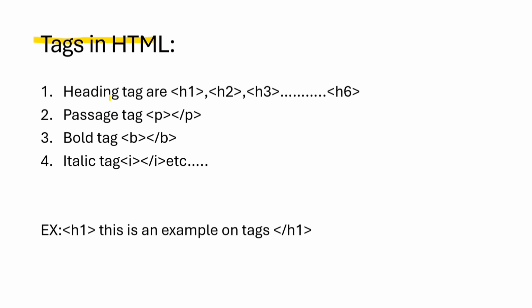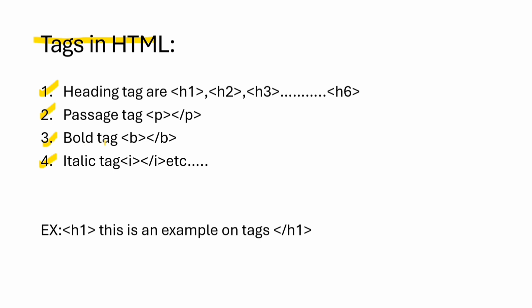So we had basic tags: heading tag, passage tag, bold tag, and italic tag. Heading tag, we had 6 heading tags from H1, H2, H3, H4, H5, and H6. These are the heading tags we're going to write in our body tag to display in a web browser. And the passage tag, by using this P opening tag and closing tag, in between the open and closing tag, we can write some passage that is going to be displayed in a web browser.